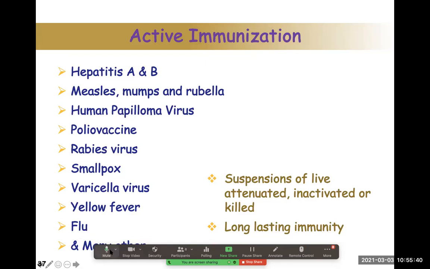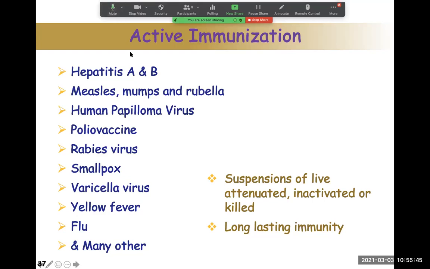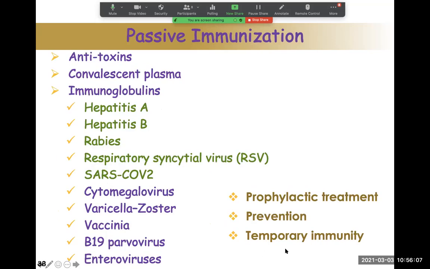So in terms of immunization, many of our vaccines are what we call active immunization. You provide the live virus, attenuated virus, or inactivated virus, and these are all the various vaccines that are available. The thing with this is it provides you long-lasting immunity. And then you can also have temporary immunity, which is using passive immunization.